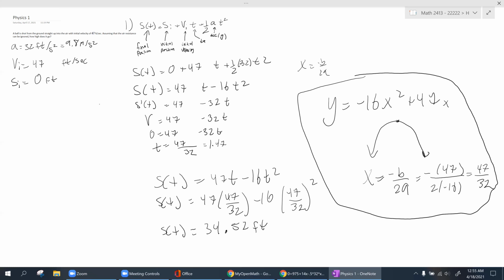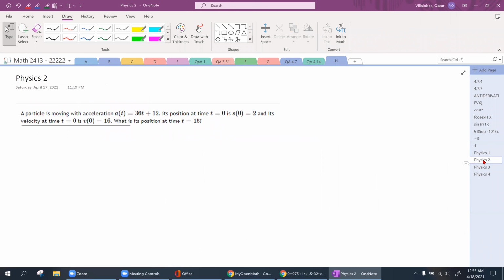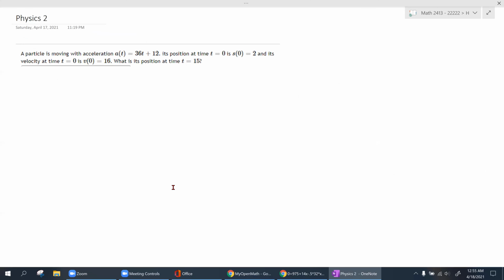But yeah, right, and that's how you solve it with physics. This is how you solve it with physics. So that is my final height, right? That is my max height, 34.52 feet. All right, I have another problem here.